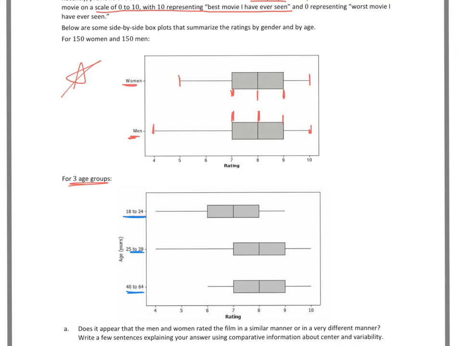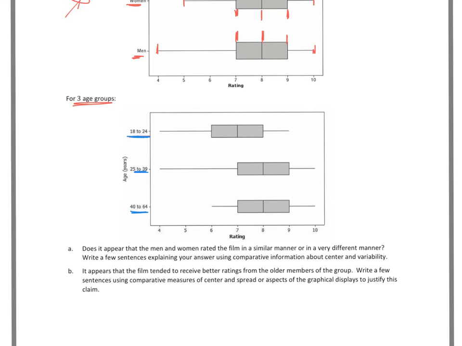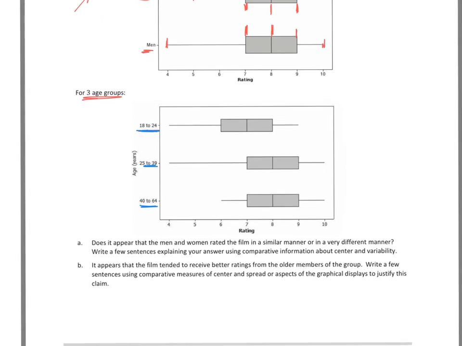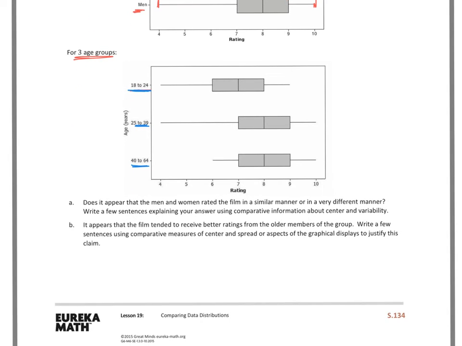So I would say men and women rated this film in a similar manner because 75% of them rated it a 7 or higher, with the median being the same, the upper quartile being the same, and the lower quartile being the same, and we could even say the upper extreme being the same. So I'm going to put that down below. So there's my explanation right there.